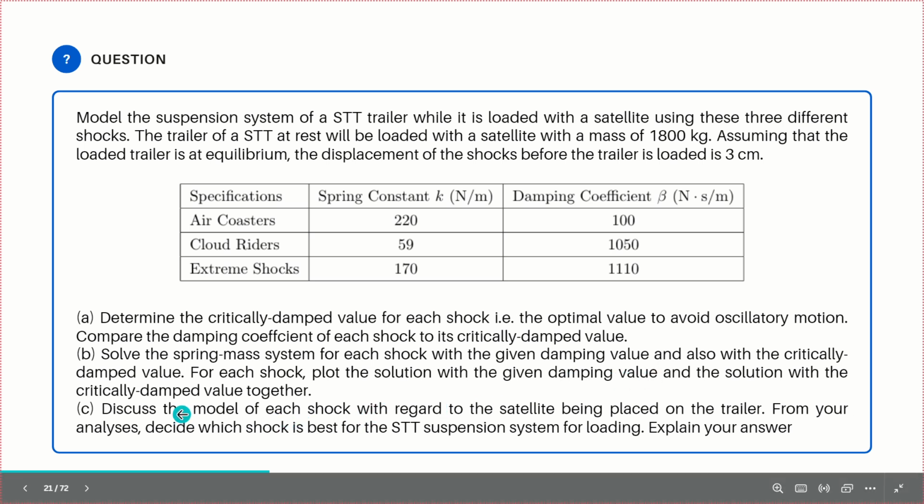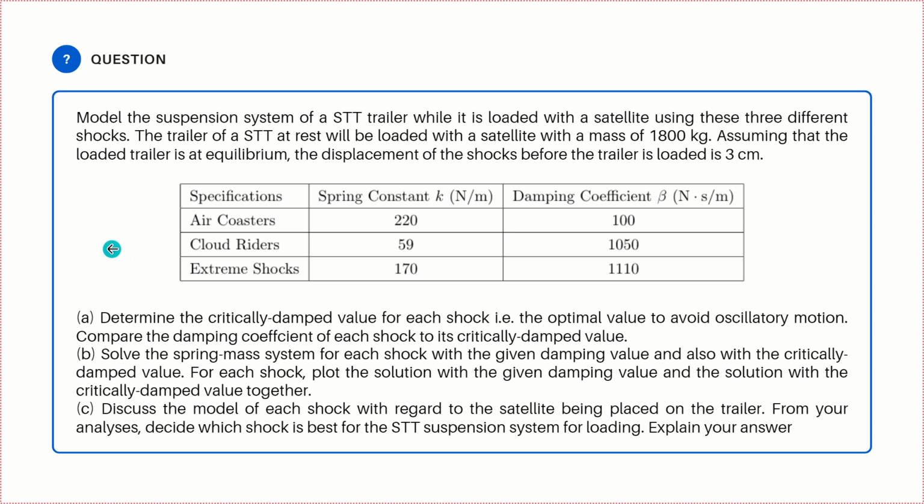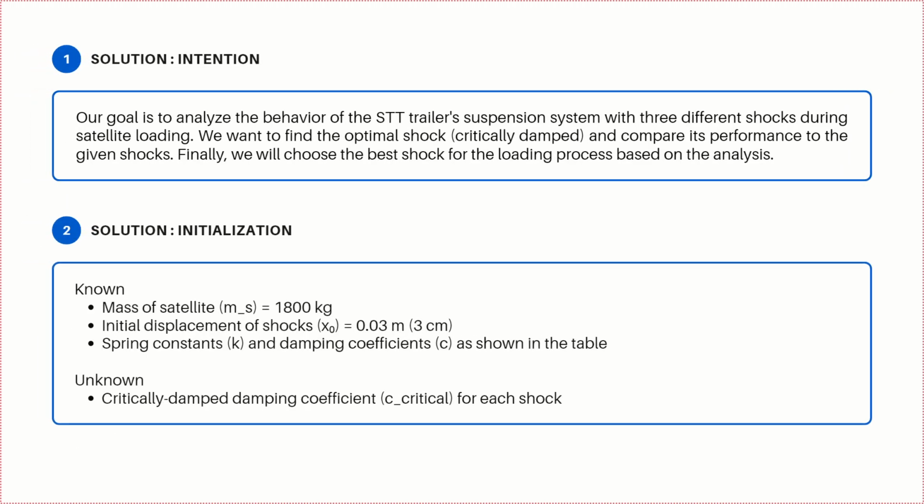And the last objective is to discuss the model of each shock with regard to the satellite being placed on the trailer. From your analysis, decide which shock is best for the STT suspension system for loading. So basically, the main objective of the first question is to decide which shock between the Air Coasters, Cloud Riders, and Extreme Shocks is the most suitable to be used for the trailer trucks.